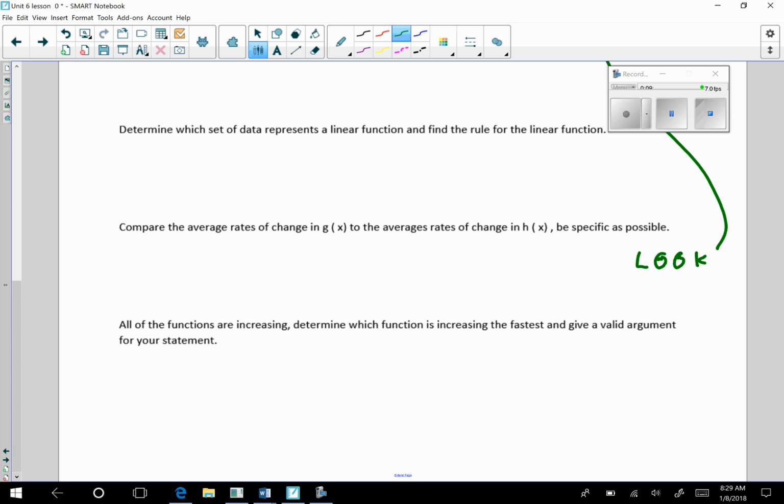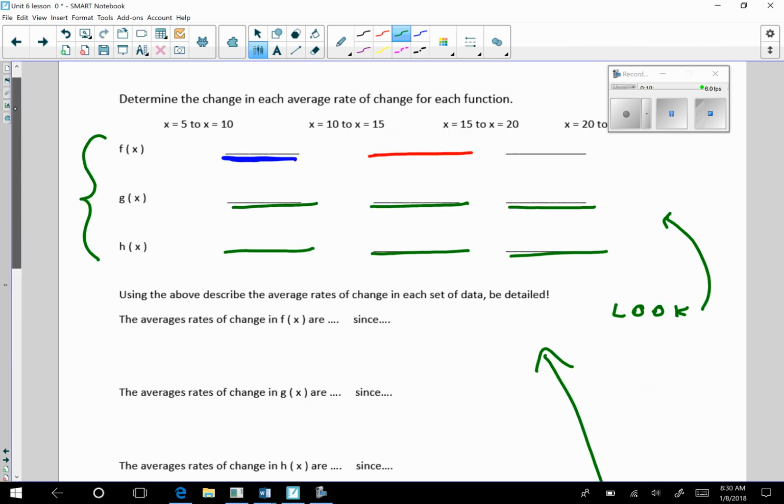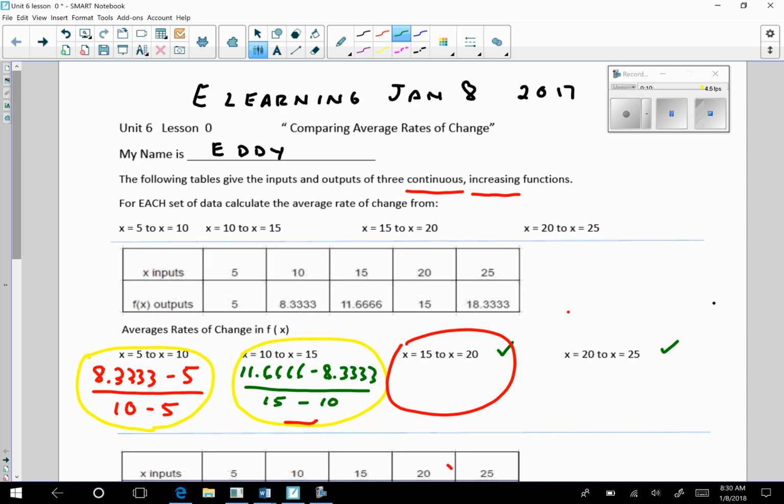The final question we're going to ask you to do, of all the functions are increasing. Determine which function is increasing the fastest and give a valid argument for your statement. Guess where that argument for your valid statement is going to be? It is, yes, indeed, it is going to be in the table on the first part of page 2. That should get you started on this e-learning assignment for January 8th. Do not make it more difficult.